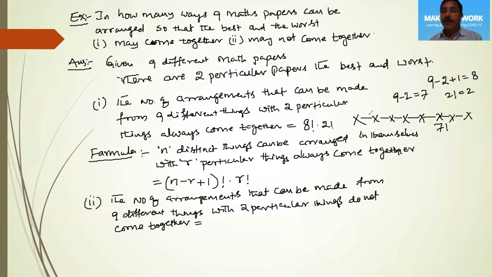Now after arranging these 7 elements, these 2 particular elements can be arranged in how many places? 1 2 3 4 5 6 7 8. Now when 7 elements are arranged in a row, the number of blanks between every 2 elements and at either of the ends will be 8. We will get 1 blank more than the elements arranged in a row. If 7 elements are arranged, we will have 8 blanks. If n elements are arranged in a row, we will have n plus 1 blanks.